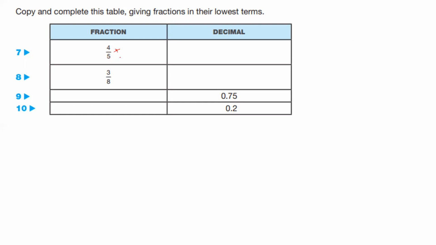So how can we convert this 5 into 10? If we multiply and divide both numerator and denominator of this whole fraction by 2, we get 4 times 2 is 8 upon 10. Now we know 8 upon 10 is equal to 0.8, right? So this is the easiest way to convert fractions to decimals.